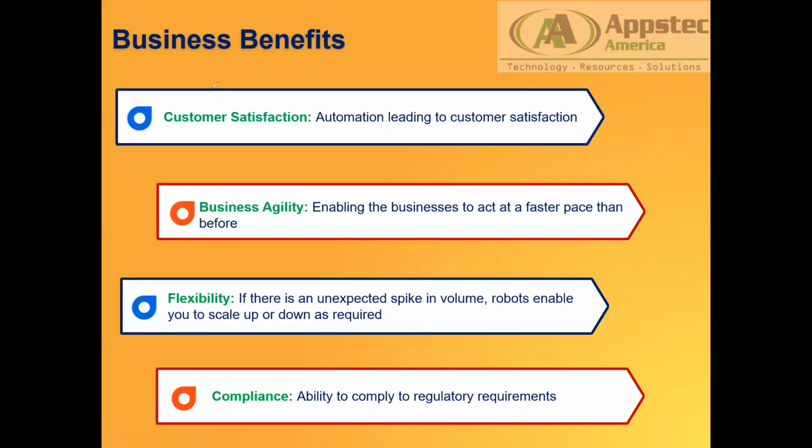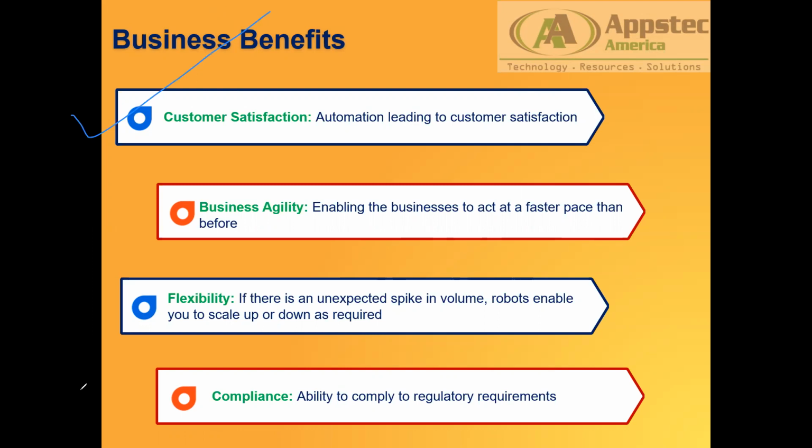Very, very important, customer satisfaction. Let's say previously I had 20 people who would process 10,000 transactions per day. Now only one single robot is able to process 20,000 transactions per day. Imagine the difference I'm able to bring, right? The customer will definitely be happy, correct? And that's what automation does, right?